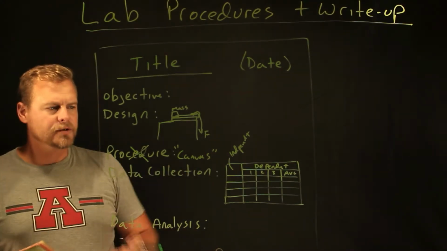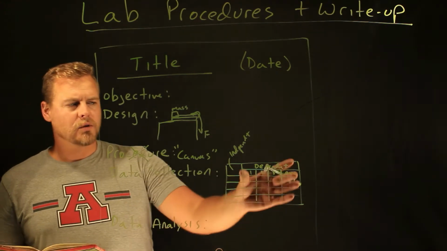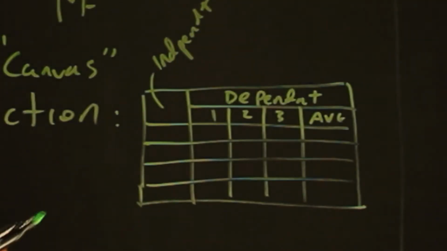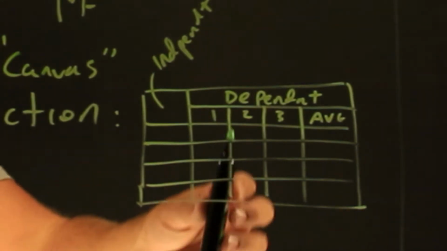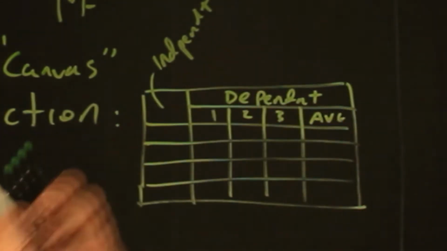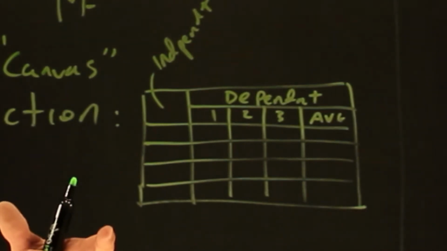The data collection is going to be different for every activity or lab that we do, but you're going to want a table that's drawn with a ruler and neat and organized before you actually start doing your lab. Typically what you'll have on the right hand side is the dependent variable. That's the measurement that you're going to be collecting. You'll use a ruler or a scale to get a dependent variable.